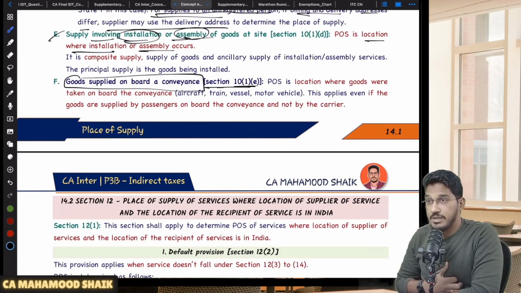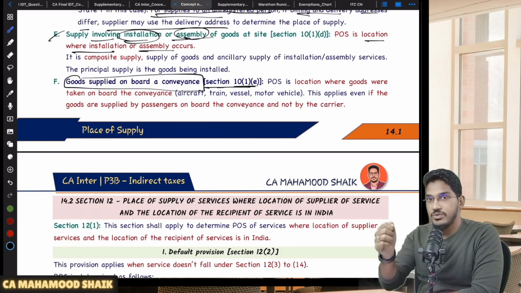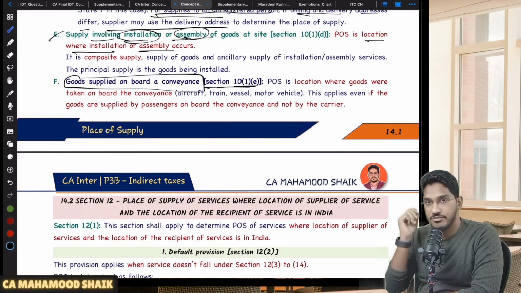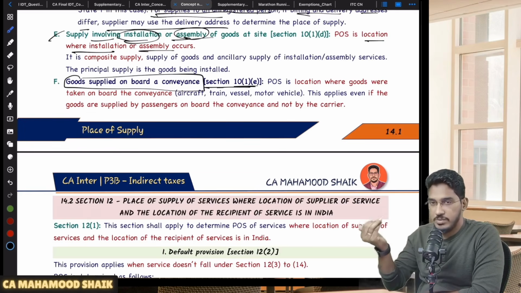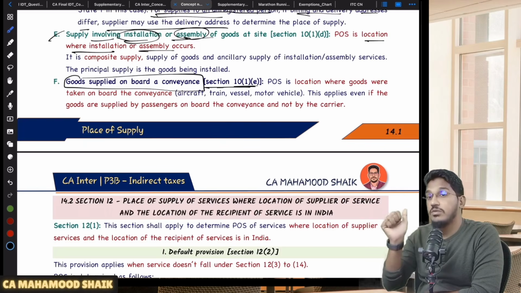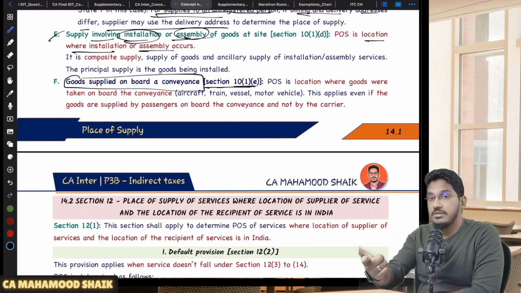Sometimes in the train, some people will come and sell earphones. They will sell you chargers, wired Bluetooth earphones and all. So there also, let us say the suppliers will not be registered. If at all they are registered, what will be the place of supply? Because that is a supply which is happening on board a conveyance.